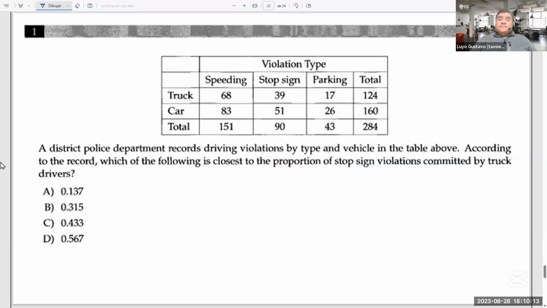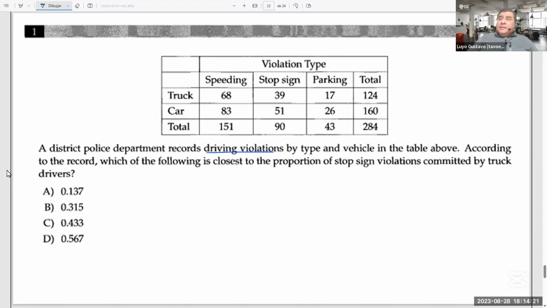Here, please, try this one. Okay, what is the answer to the question here? Think about this. We have the violation records, driving violations by type and vehicle.